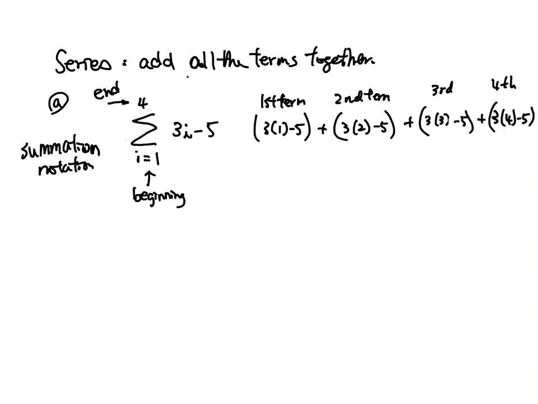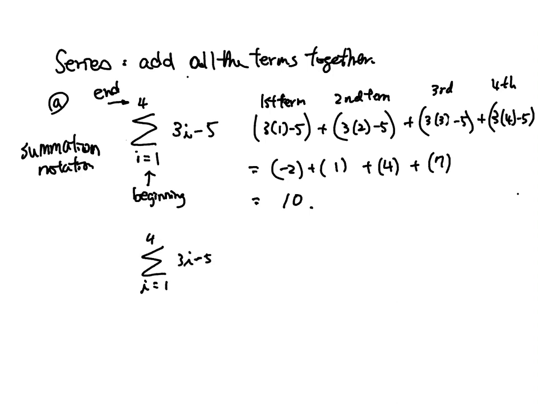So our final answer is going to be 3 minus 5, that is a negative 2, plus 3 times 2 is 6, 6 minus 5 is 1, plus 3 times 3 is 9, 9 minus 5 is 4, plus 3 times 4 is 12, 12 minus 5 is 7. So final answer is going to be, let's see, 7 plus 4 plus 1 is 12, minus 2, so the answer will be 10. So the answer for this is 10.